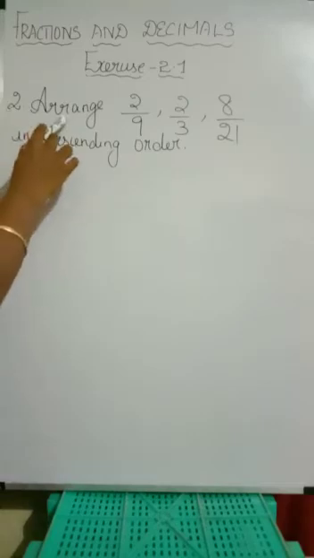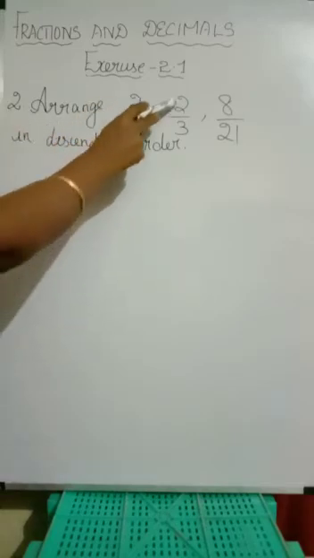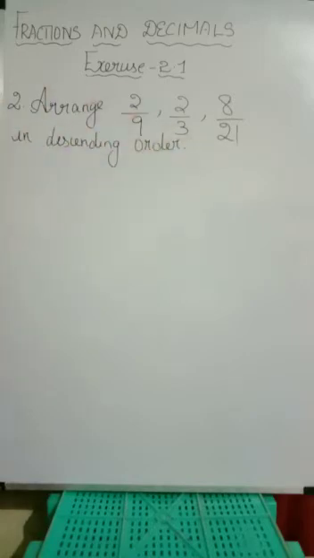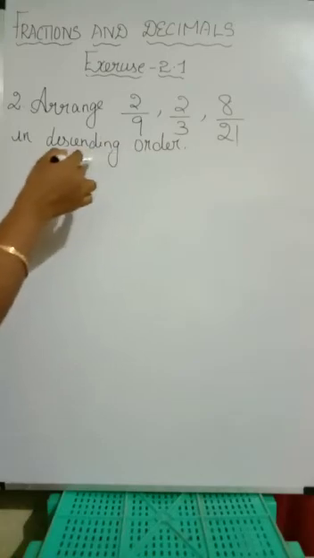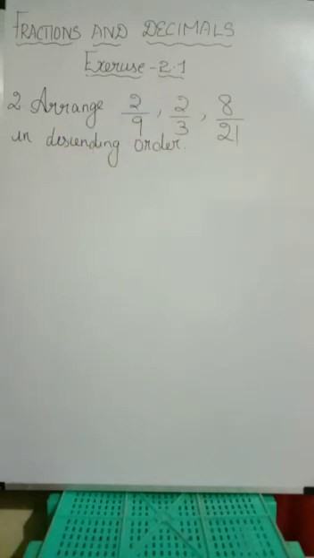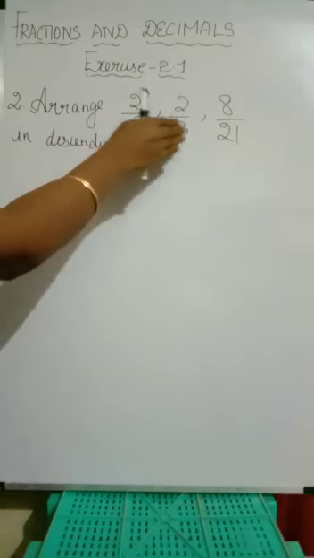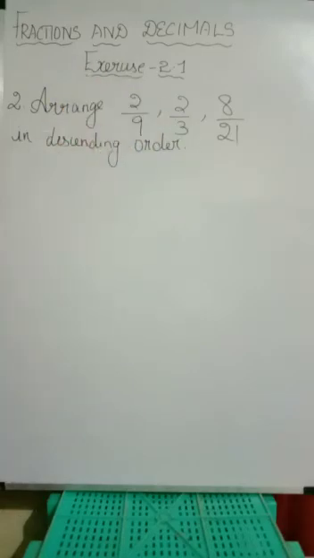Here is the second question. Arrange 2 by 9, 2 by 3, 8 by 21 in descending order. Correct? We are going to write these fractions in descending order. Is it possible now? No, it is not possible because all the denominators are different. If all the denominators are different, then this is what fraction? Like or unlike fraction? Unlike fraction. If it is an unlike fraction, we cannot write in descending order. For that, we can convert into like fractions.